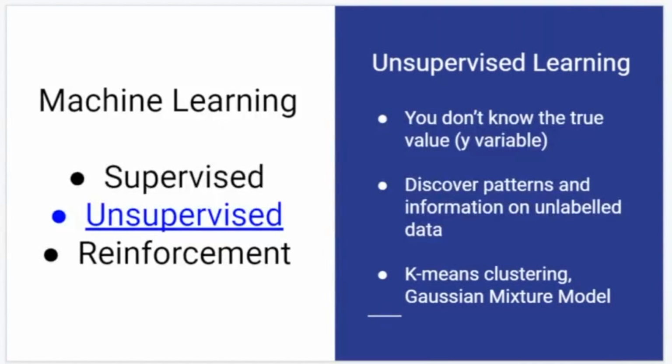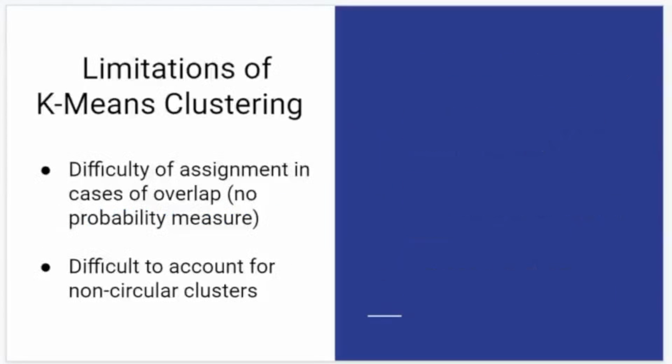But before we move on to the actual mixture model, we need to discuss the limitations of k-means clustering, because we generally consider the Gaussian mixture model as the improvised, generalized version of k-means clustering. So let's talk about the limitations of k-means clustering. There are two main limitations. First is the difficulty of assignment in cases of overlap, so there is no probability measured in these assignments. And the second is the difficulty of accounting for non-circular clusters. So let's discuss these points one by one.